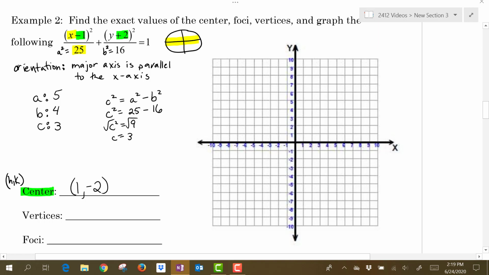Alright, so how do we use all this information? Well, let's first plot the center. We have +1, -2, so here's the center.